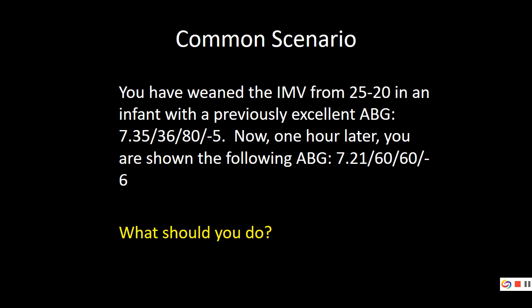So common scenario, you have an infant that you weaned from a rate of 25 to 20. And the baby had a previous excellent blood gas, 7.36/36/80. One hour later, you get a follow-up blood gas, and now your gas is 7.21/60/60. And all you did was take your rate from 25 to 20. What should you do? Should you go back up to a rate of 25?